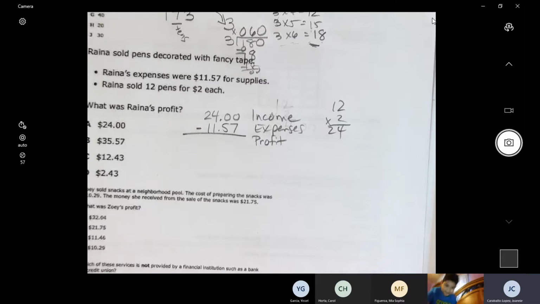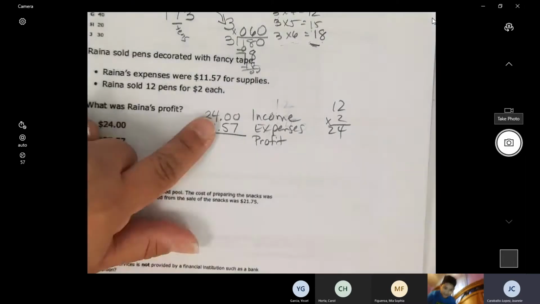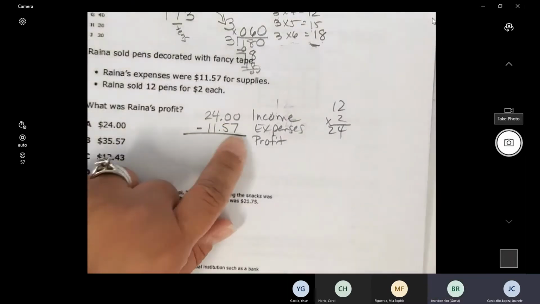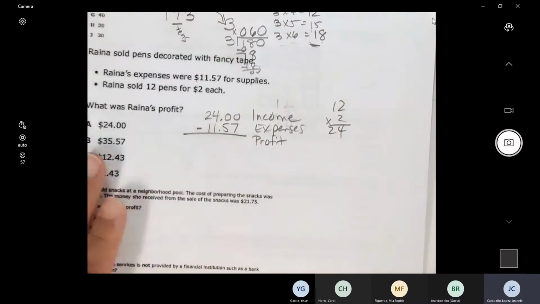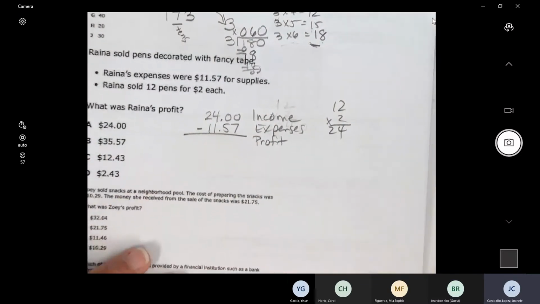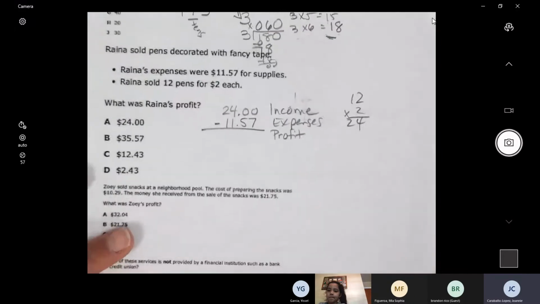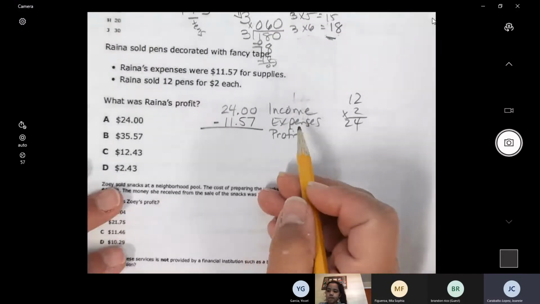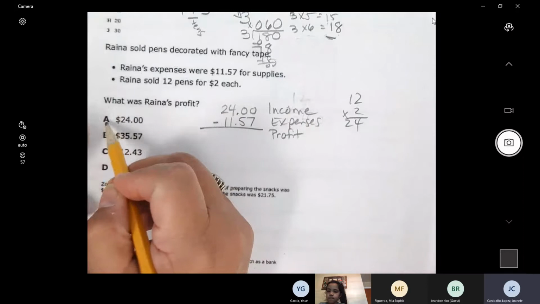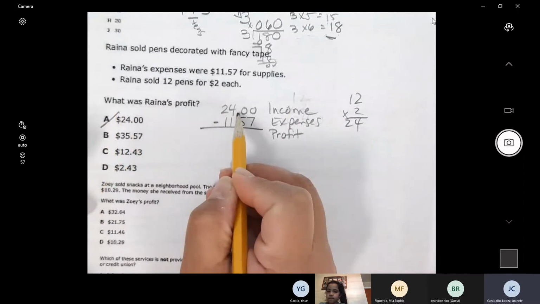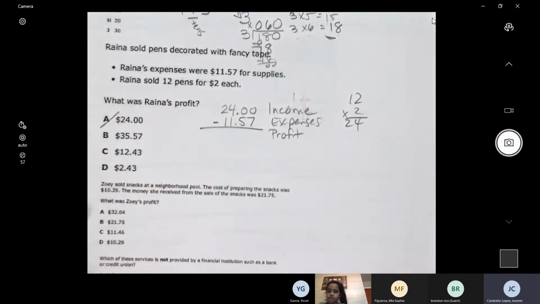All right, so here's the deal. It says $24, which was my income, and my expense was $11.50. In order for me to calculate the profit, I just told you that you have to take the income minus the expense, and that's how you get your profit, which means that the answer cannot be A because that is only your income. So that is incorrect. Yes, ma'am.